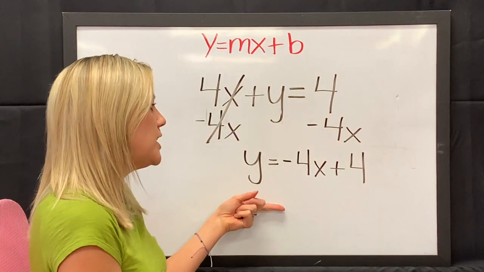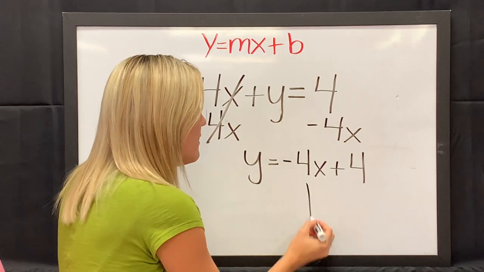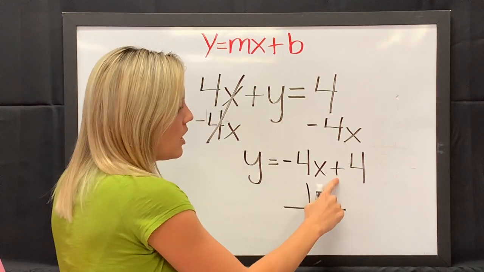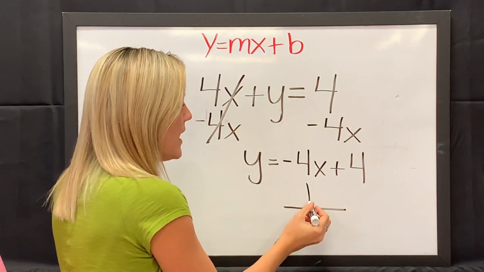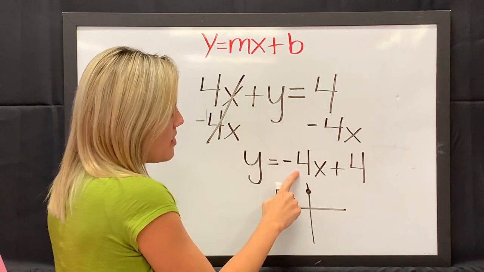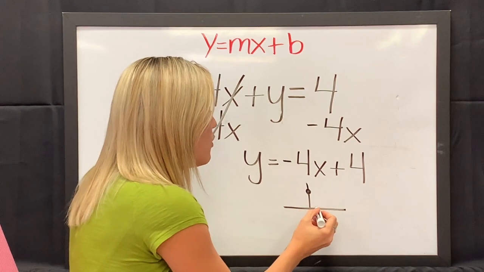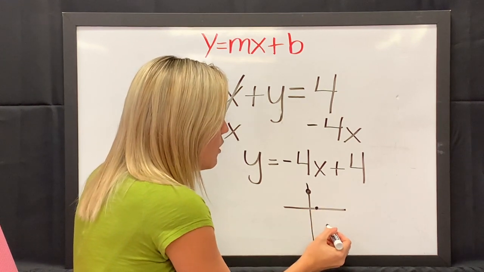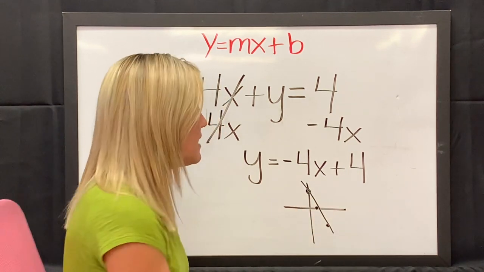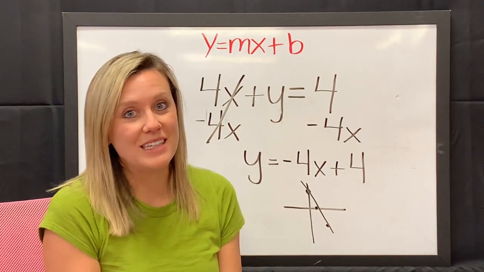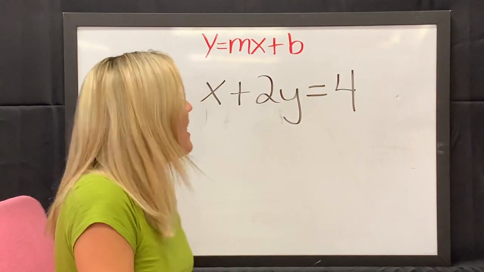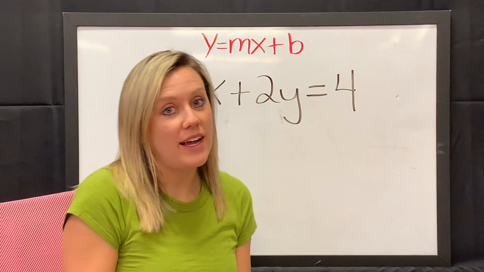So here's our equation in slope-intercept form. If I were to graph this, I would start up at 4 on the y-axis, so up here, and then my slope is a -4. So I would go down 4 over 1, down 4 over 1, and that line would look something like that. Let's keep going. Here we have x plus 2y equals 4.